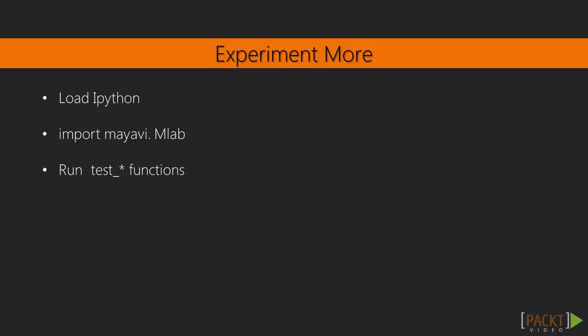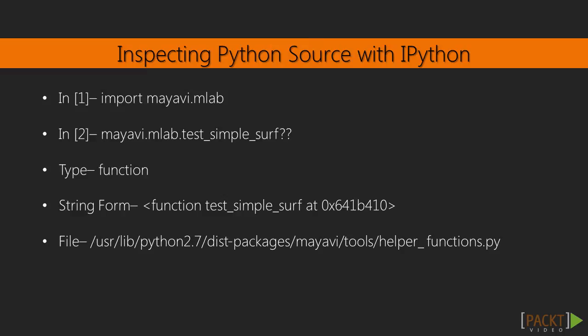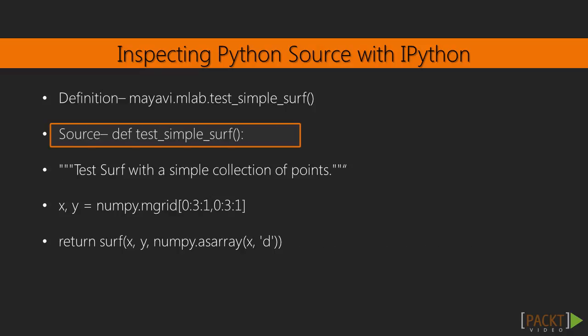So, if you want to experiment more, the easiest way to do so is to load IPython, import mayavi.mlab and run some test_star functions. To see what's going on, you can use IPython's ability to inspect and explore Python source with this code. We can see here how, by adding 2 question marks after the function name, IPython found the source of the function and showed it to us. This is true exploratory computing and is often used within the visualization community because it's a fast way to get to know your data and code.